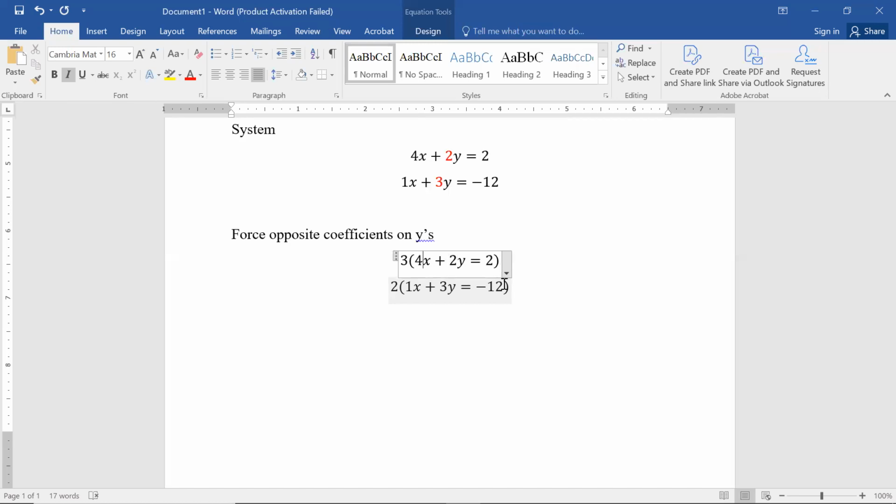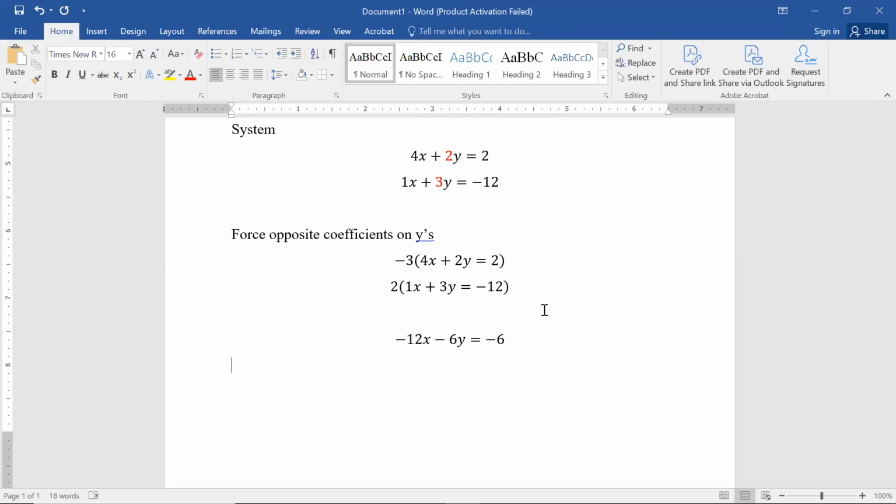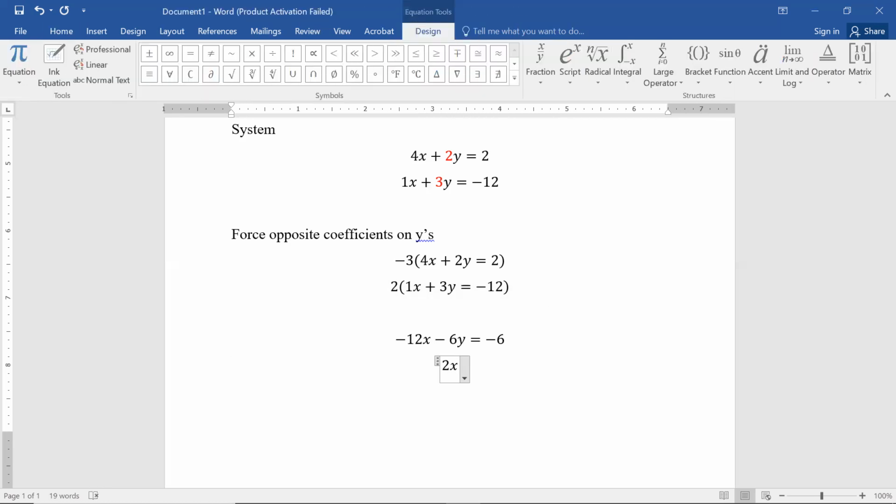And then I need to change the sign on one of these two numbers. So we can change the sign on the 3 and make that a -3, or we could have changed the sign on the 2 to make it a -2. I'll use the -3 in this case. Now when I multiply through, I end up with -12x minus 6y equals -6, and 2x plus 6y equals -24.